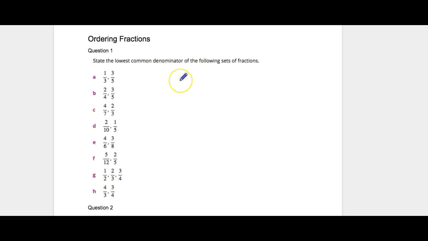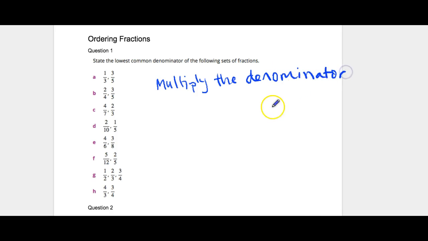Okay, so 2/4 and 3/5. Now, I think the easiest way to find a common multiple is just to multiply the denominators. Now this isn't always going to give you the lowest common denominator, okay, but it will give you a common denominator. So if we're going to multiply the denominators, it's 4 times 5, which is 20. Okay, and that just happens to also be the lowest common denominator. So we're going to write both our fractions over 20.